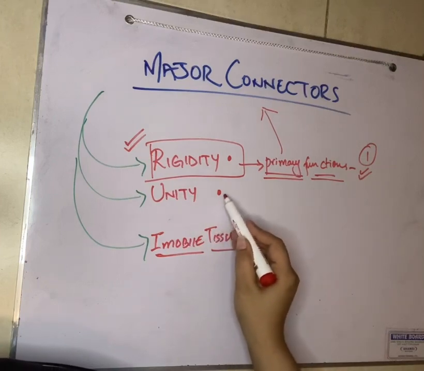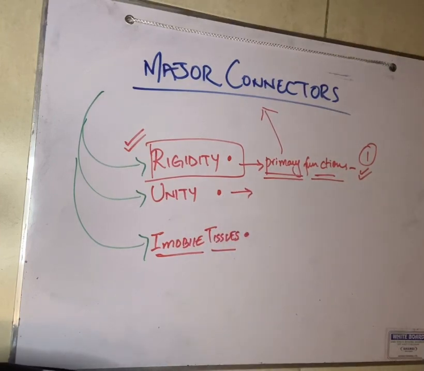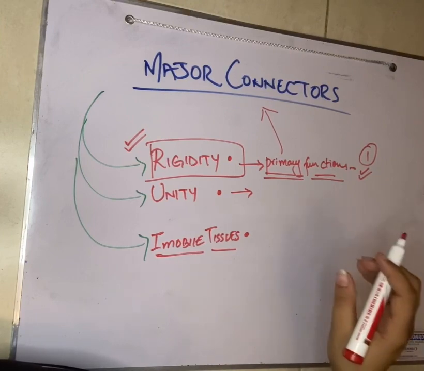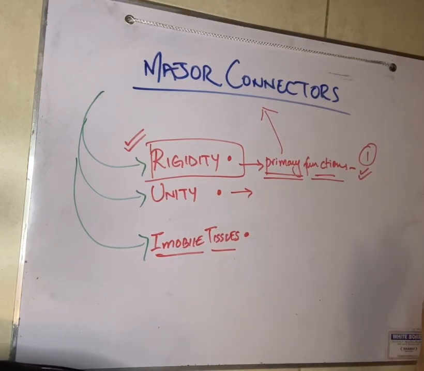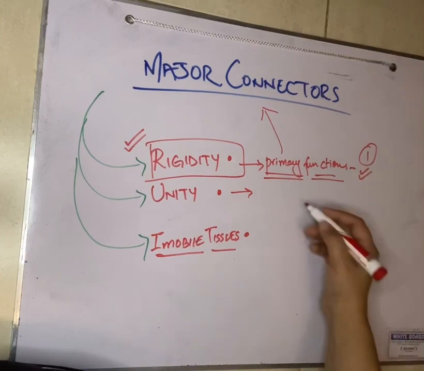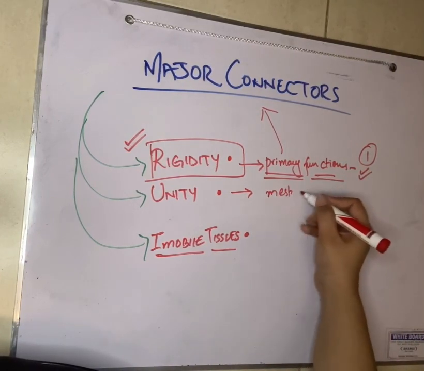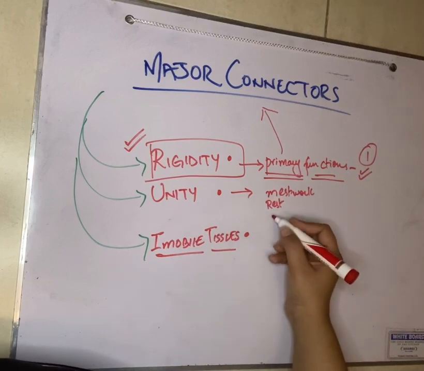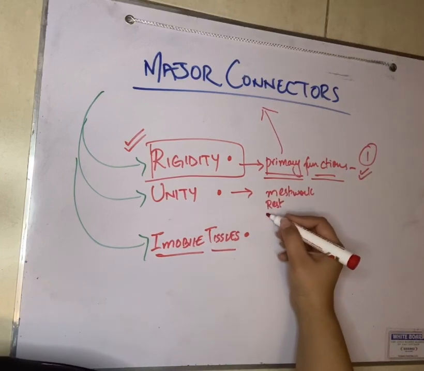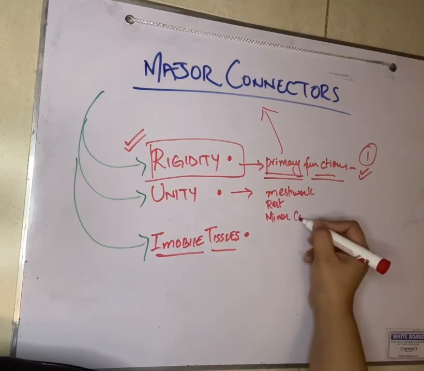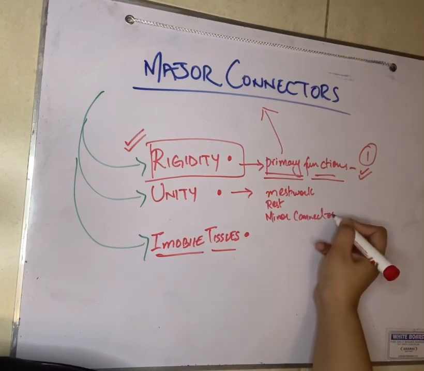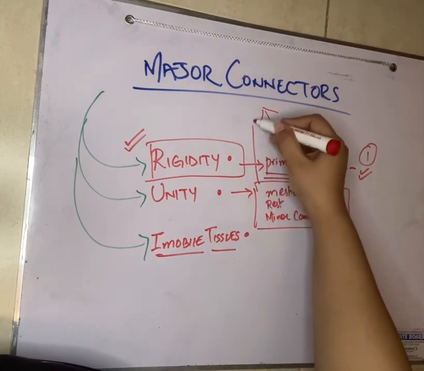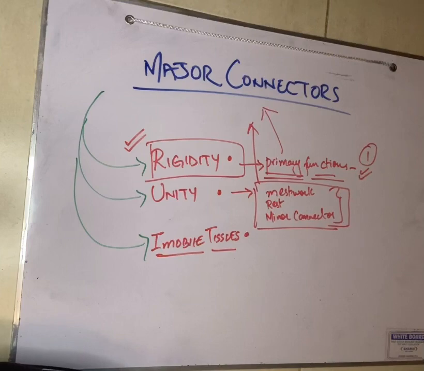Then unity. What does unity mean? Unity means that all the components are attached to the major connector. How? Like the meshwork, the rest and the minor connector, right? So all these components are united through major connectors, right?